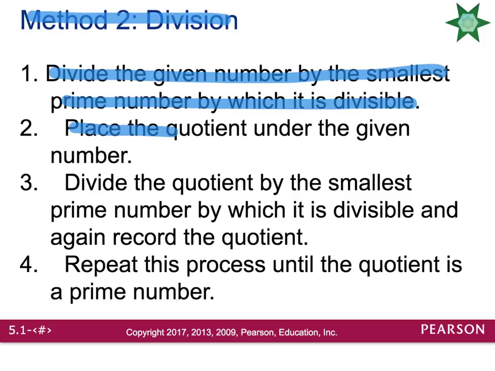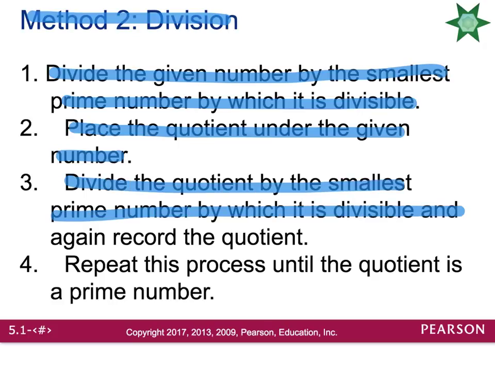Okay, I'm going to place our answer under the given number, and then divide that, our answer is our quotient, and then divide that quotient by the smallest prime number by which it is divisible. In other words, if we still have an even number, we would divide by 2, and again, we'll record this quotient. And you just keep repeating until the answer is a prime number.